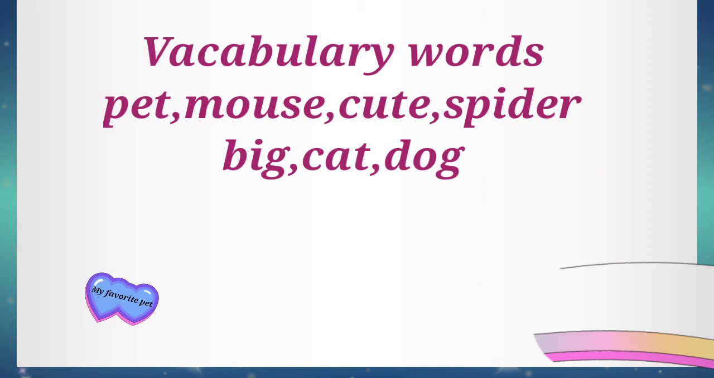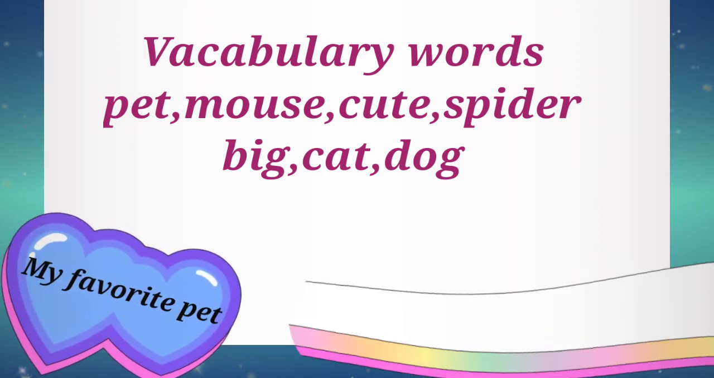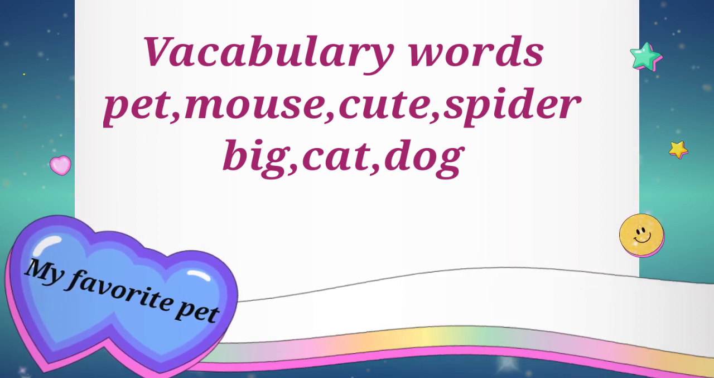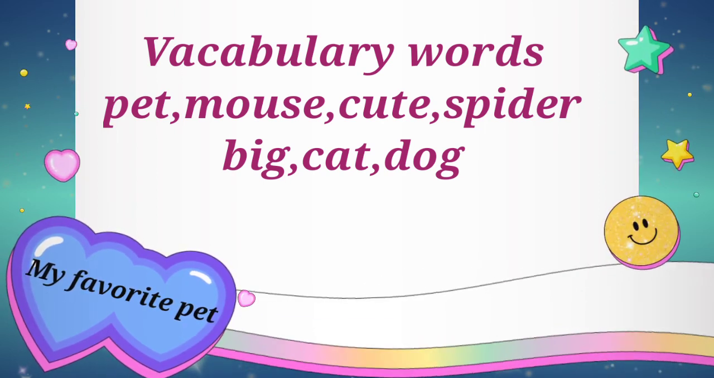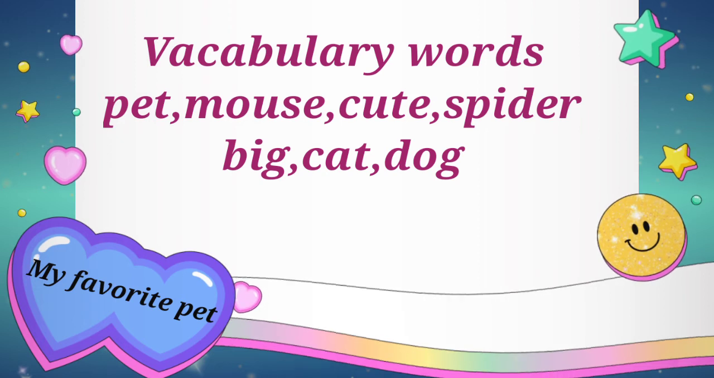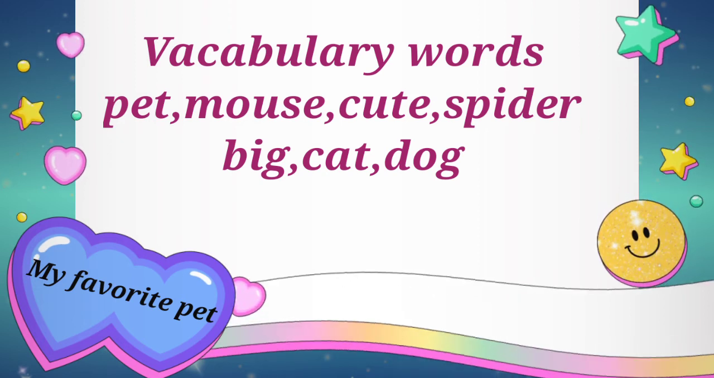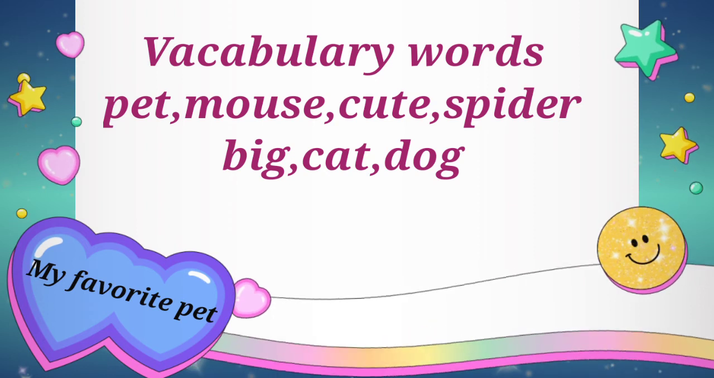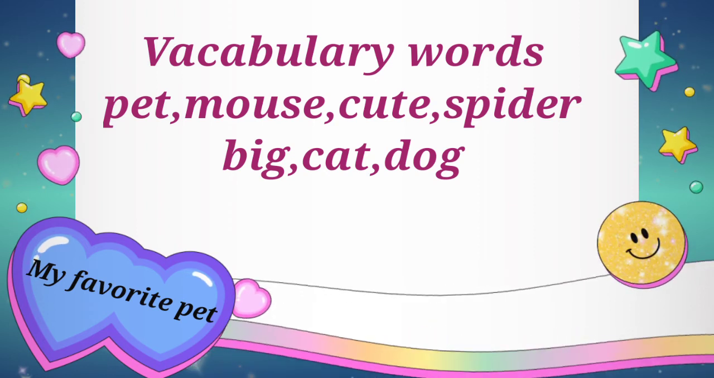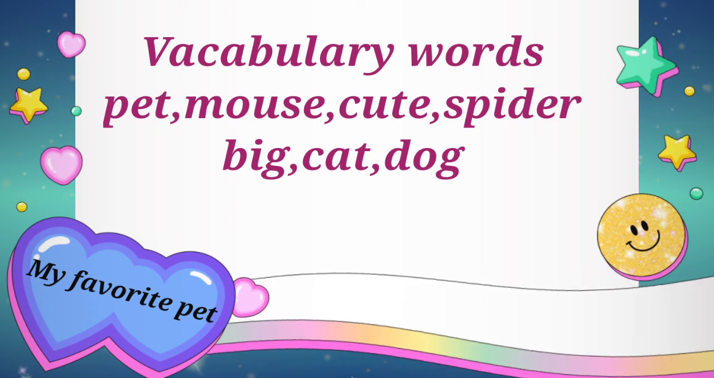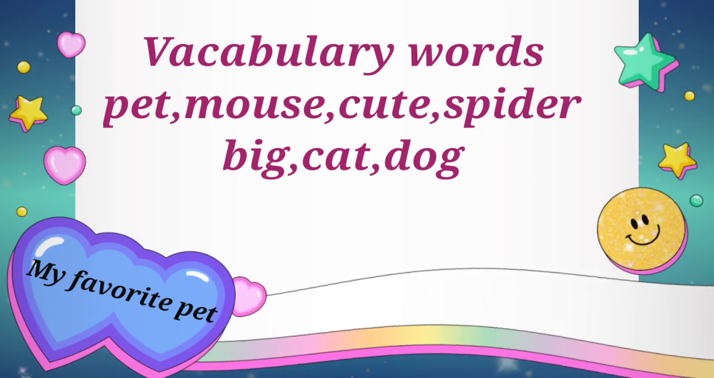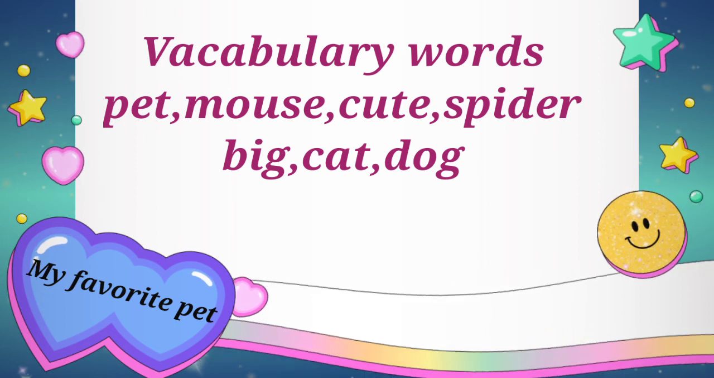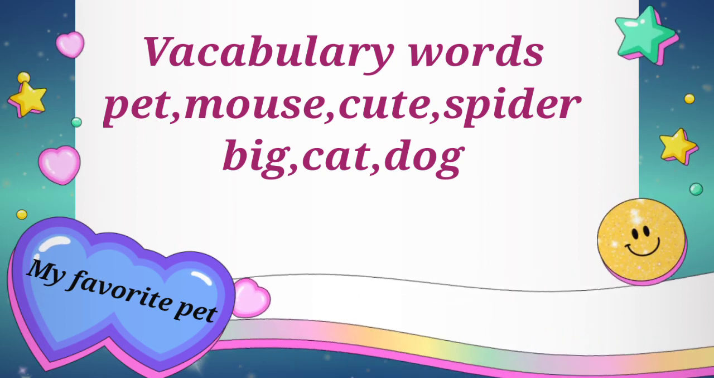Let's learn some vocabulary words from this video. Pet, mouse, cute, spider, big, cat, dog. I'm going to reinforce again. Pet, mouse, cute, spider, big, cat, dog. And I'm going to tell you that my favorite pet is a cat.